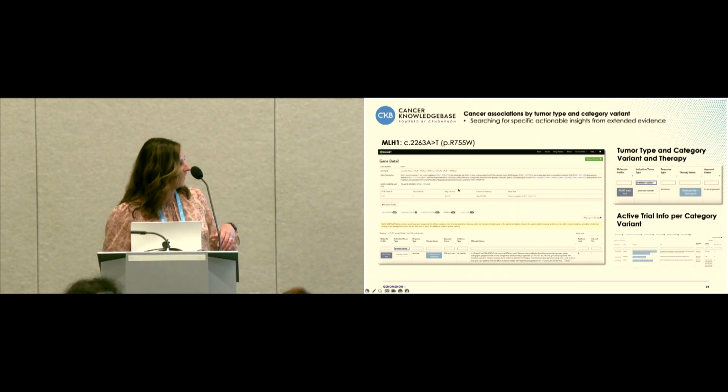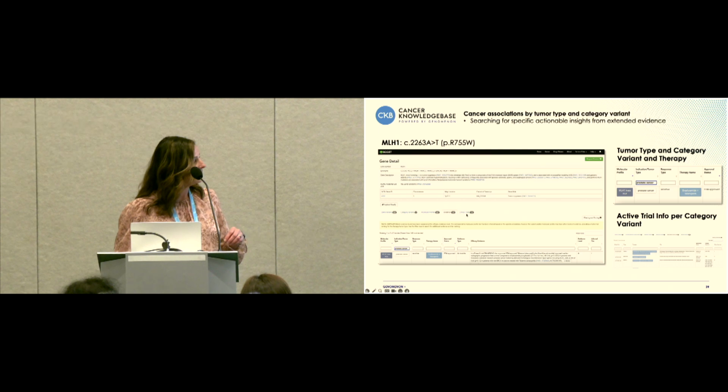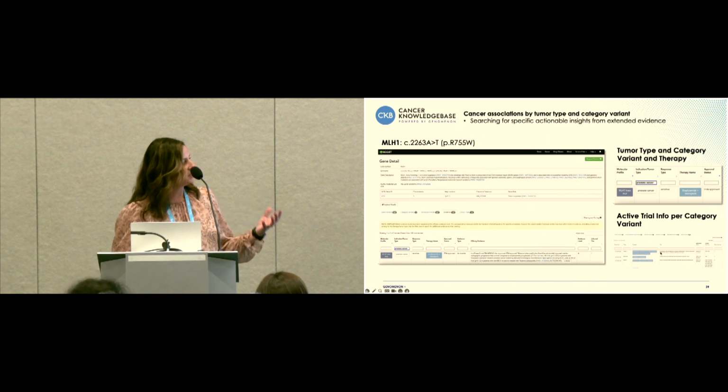In addition to that, there is a tab next to the evidence called clinical trials. So we curate clinical trials from clinicaltrials.gov, and on this page, you would see trials that include recruitment criteria specific to MLH1. And so you can see the active trial info per category variant here.